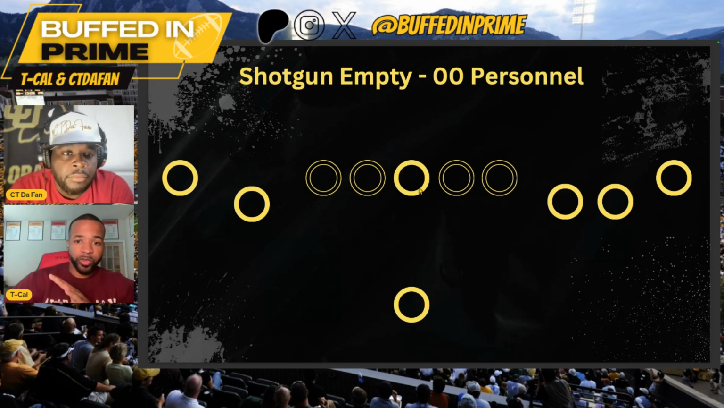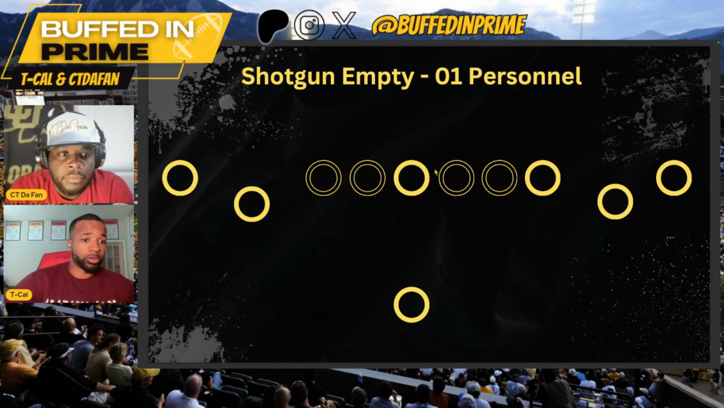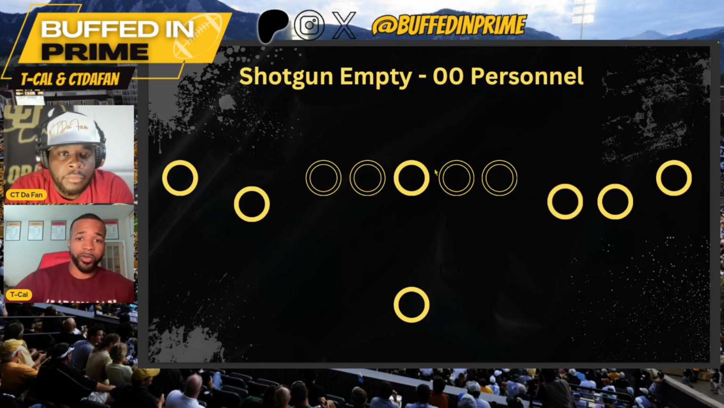So we have 1, 2, 3, 4, 5 receivers. Those are 5 receivers. And as you can see, we have 1 on the line of scrimmage here, 1 on the line of scrimmage there, the 5 linemen on the line of scrimmage. We have 7. We're good. So that's 0 personnel or 00 personnel, whatever you want to call it.